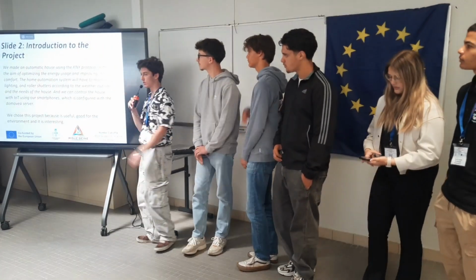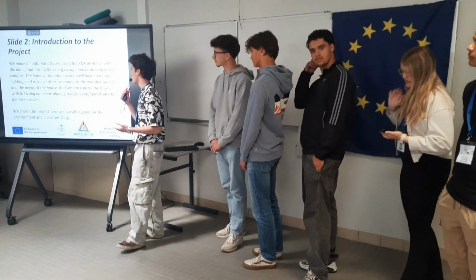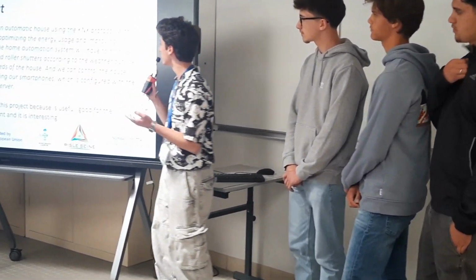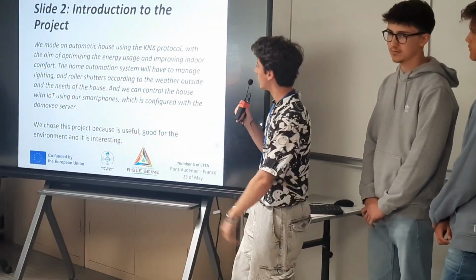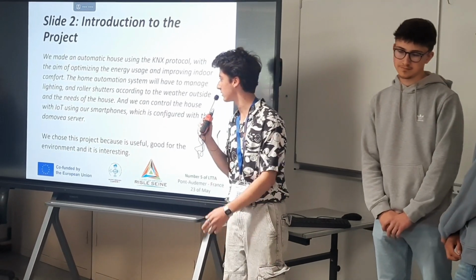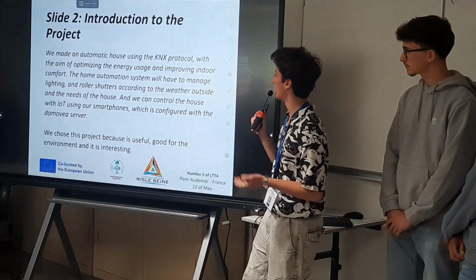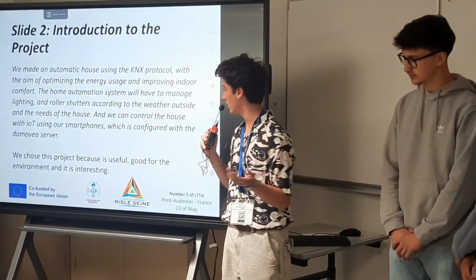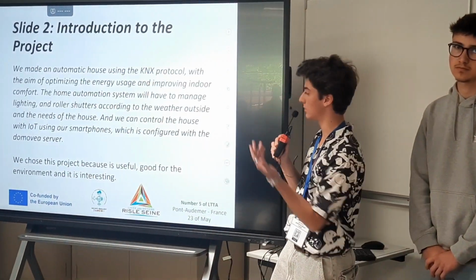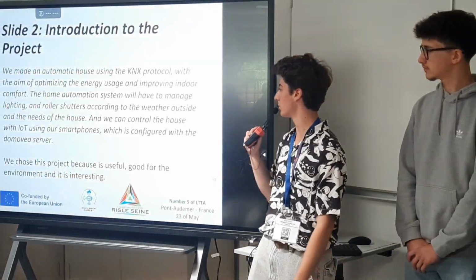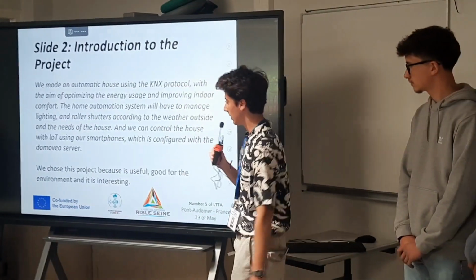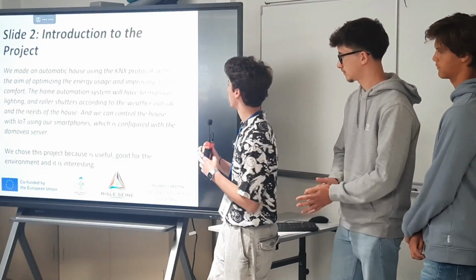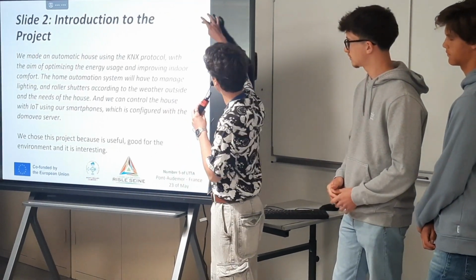So, introduction to the project. We made an automatic house using the KNX protocol with the aim of optimizing energy usage and improving indoor comfort. The home automation system will have to manage lighting and roller shutters according to the weather outside and the needs of the users. And we can control the house using IoT, with our smartphones, which are configured with the Domovea server. We chose this project because it is useful and good for the environment. And interesting, of course.